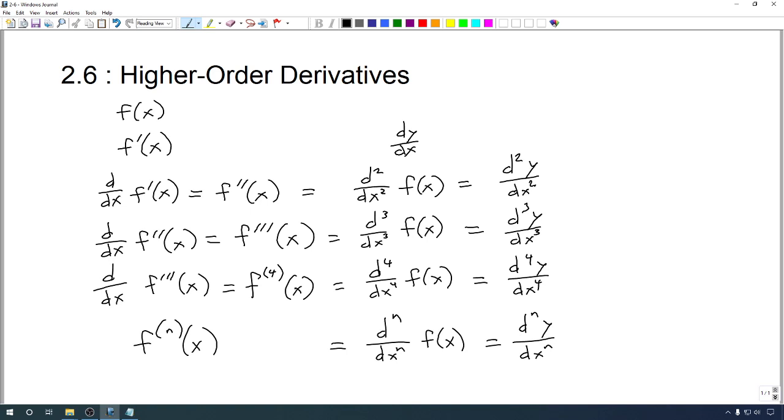Now, actually taking these derivatives does not really require any brand new techniques. We basically are just repeating what we were doing before. So, for instance, let's take problem 14. Here they give us a function f of x. It's going to be x to the 4th minus 2x cubed. And what they're asking us for here is the third derivative of this function.